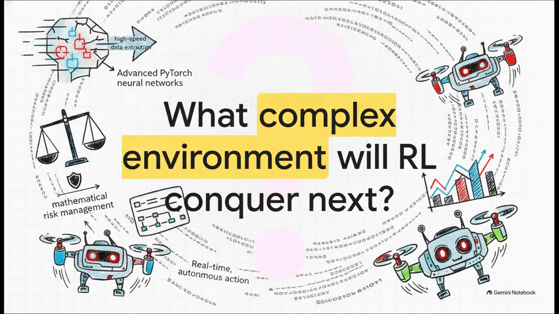The Aviator AI platform is really a masterclass in combining high-speed data extraction, advanced PyTorch neural networks, and uncompromising mathematical risk management. It goes to show that AI isn't just about chatting or generating images anymore. As AI transitions from static analysis to real-time, autonomous action, making high-stakes decisions in fractions of a second, it leaves us with one massive, thought-provoking question. What incredibly complex, unpredictable environment will reinforcement learning conquer next?